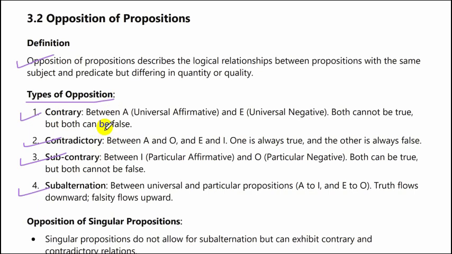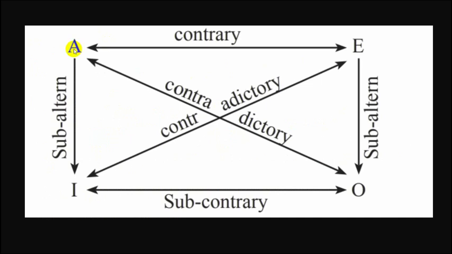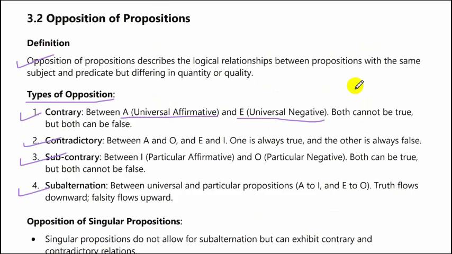Contrary. This is between the A, that is universal affirmative, and E, universal negative. Between A and E is the contrary relation between universal affirmative and universal negative. Both cannot be true, but both can be false. This will become more clear when we look at the examples.